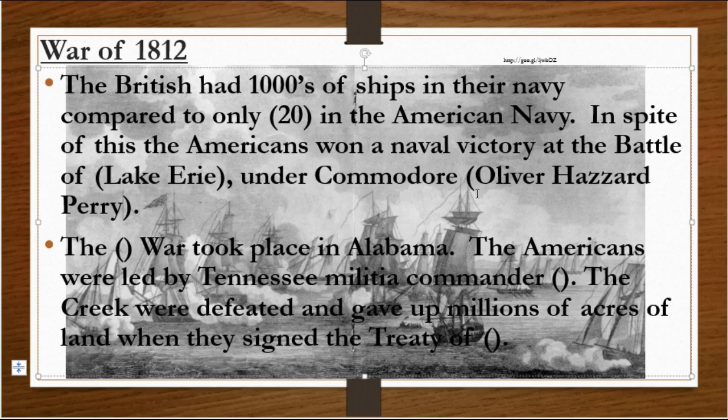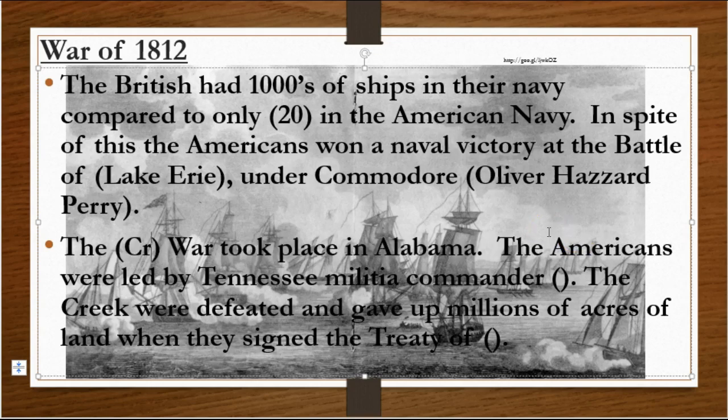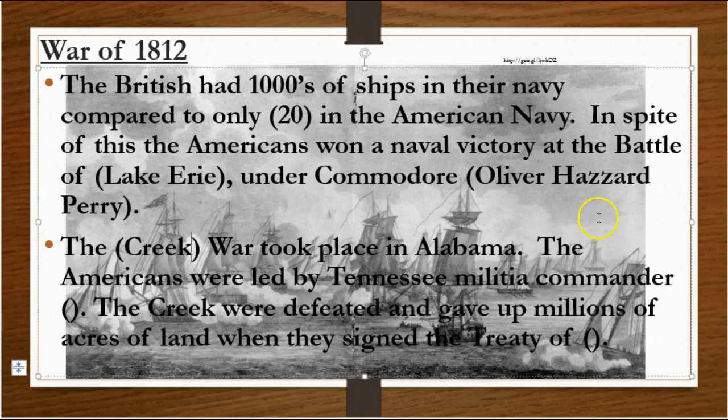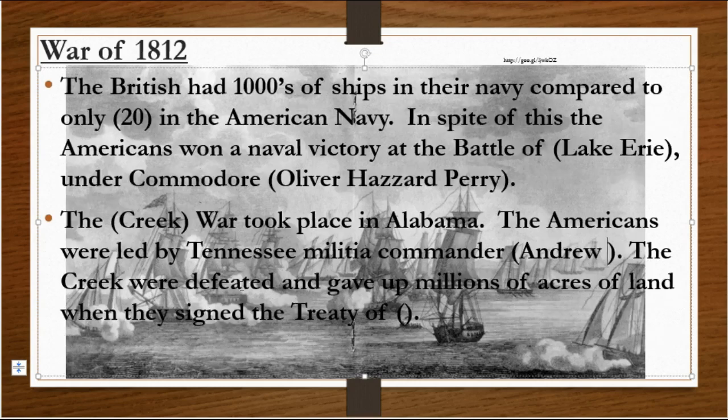Now, while this is going on in the north, there are also things going on in the south. The Native Americans are still fighting their own wars against the Americans, and one of those is called the Creek War. The Creek War took place in Alabama, and the Americans were led by a Tennessee militia commander. This militia commander you've probably heard of before because he would go on to become the 7th president. His name was Andrew Jackson.